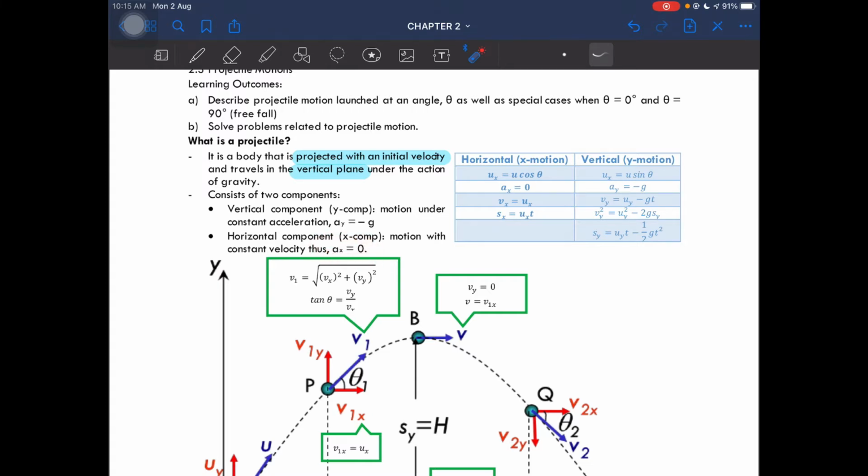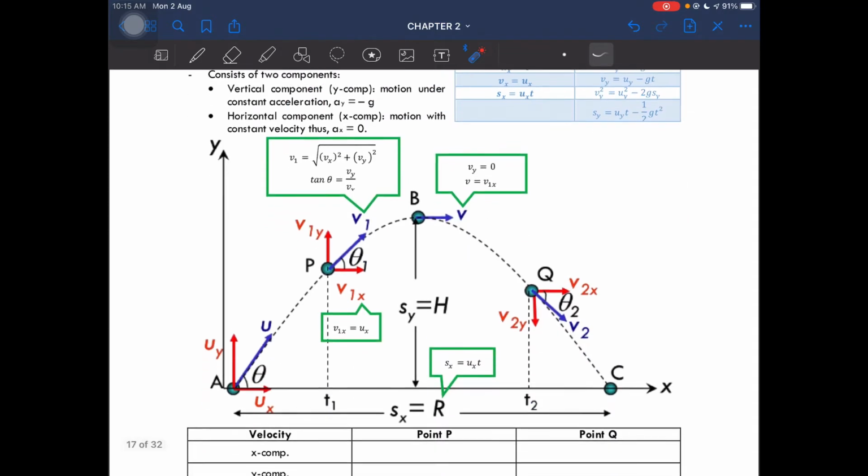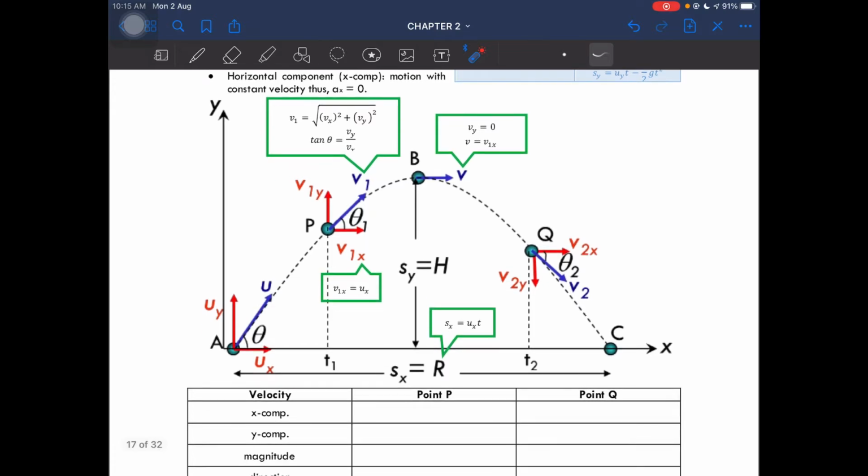The table here is a summarization of both the horizontal and vertical formulas. Make sure you are able to understand this because we are going to be using these formulas throughout our chapter 2 problems.